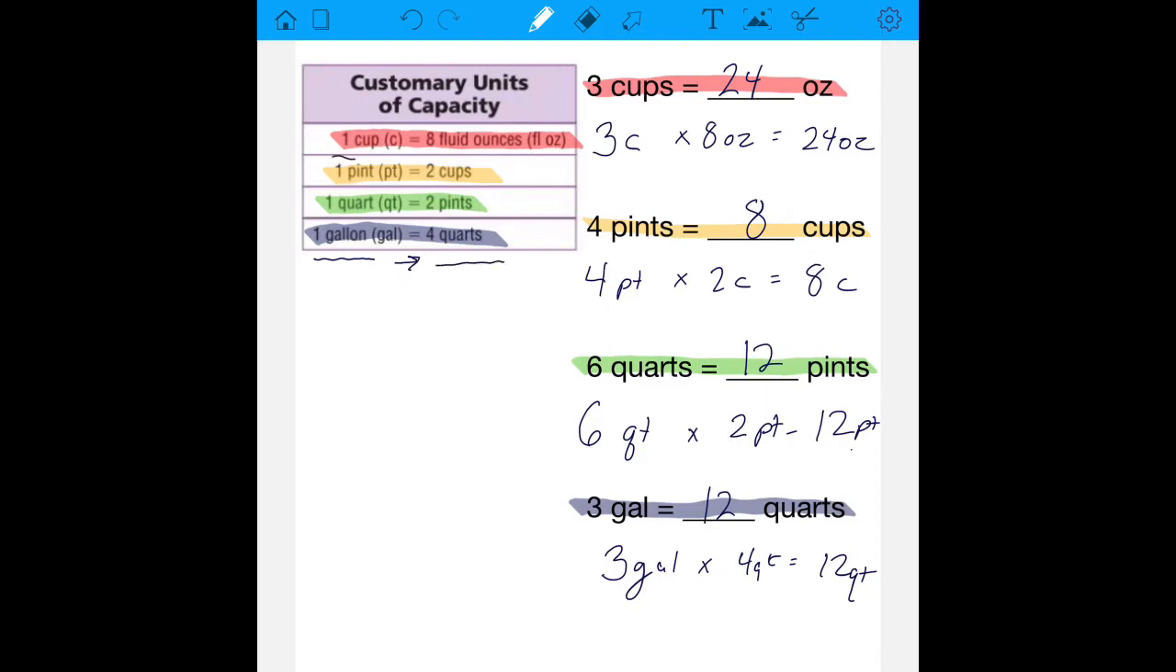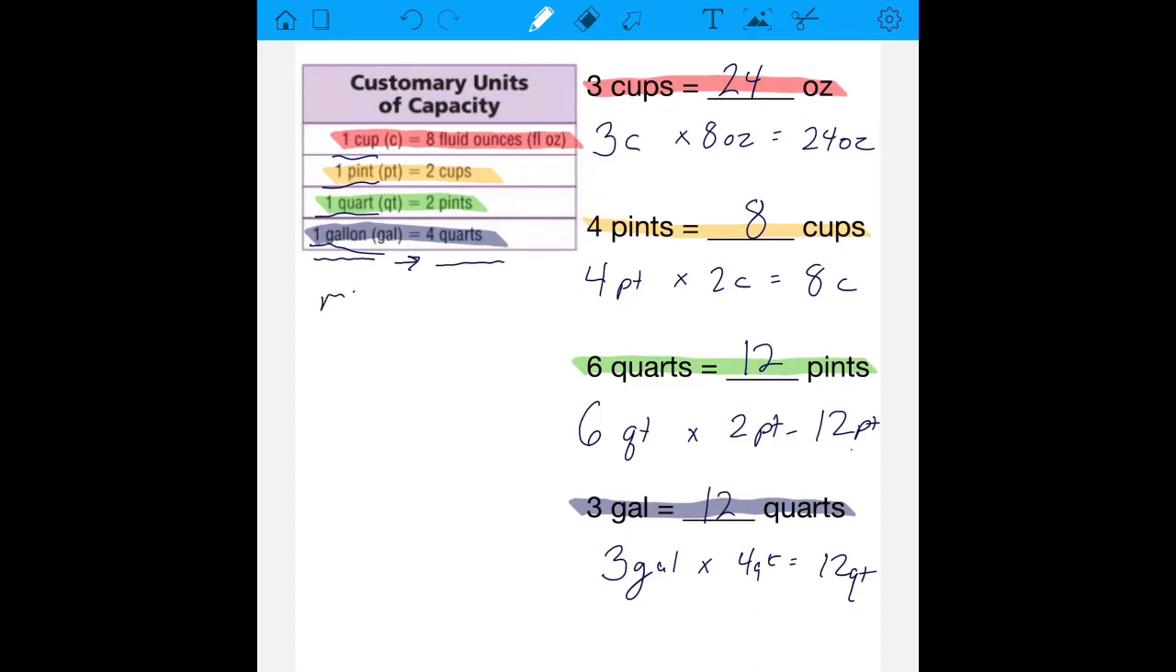I knew how many cups or how many pints or how many quarts or how many gallons I had, and I was trying to figure out how many I didn't know. So when I do that, I end up having to multiply. So to do cups to ounces, multiply. To do pints to cups, I'm going to multiply. To do quarts to pints, I'm going to multiply. And to do gallons to quarts, I'm also going to multiply.